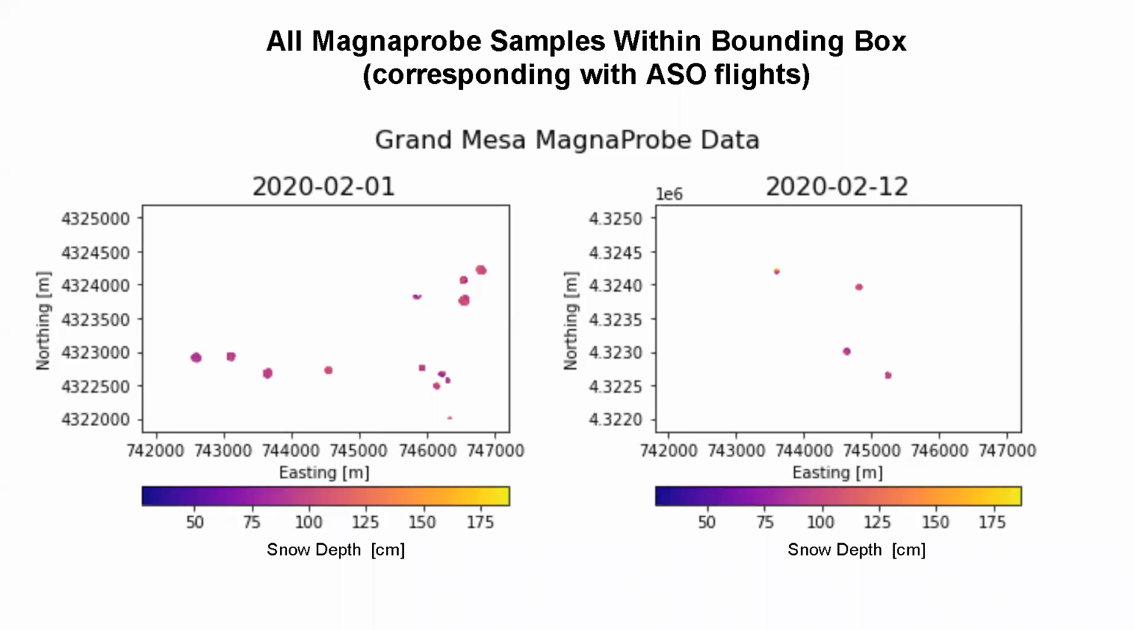So to start with, when we started pulling things down from the database, the first step we had was really to plot them up and just see what's what and what's where. What you're looking at here is all of the Magnaprobe data within the bounding box we set that corresponds to the 2 ASO flights we were most interested in on February 1st and February 12th. The colors here are just the snow depths. Probably a little tough to see up on the projector, but it looks like in that range of 100 centimeters or so, a little bit above and below that.